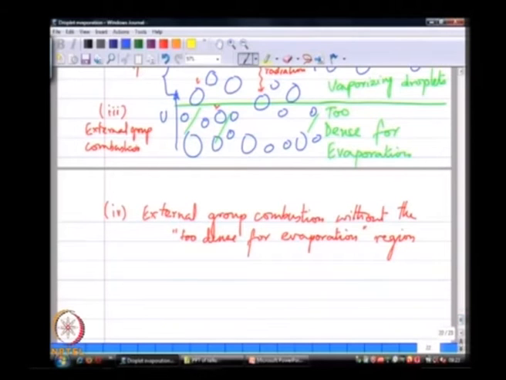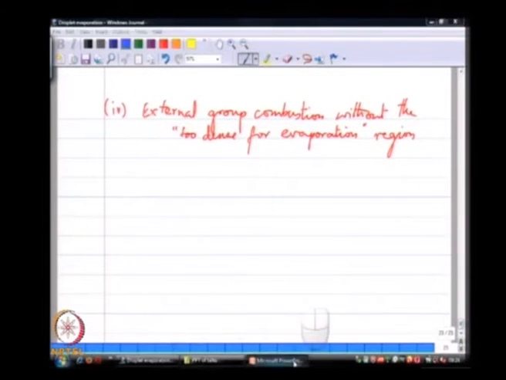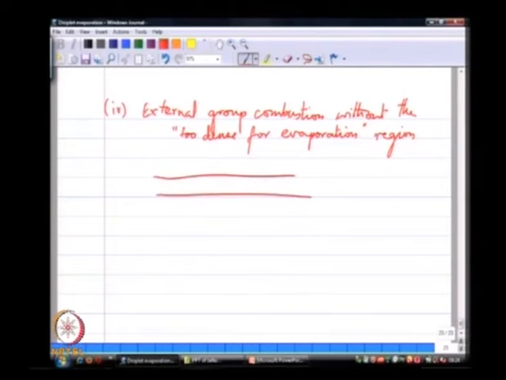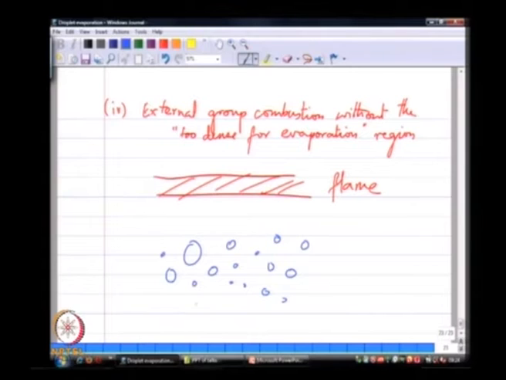The last possibility is external group combustion without the too dense for evaporation region. So, essentially it is very similar to the last example we saw, that I will have a flame zone with droplets that are being transported towards the flame, but all the droplets are vaporizing and the droplets themselves are completely evaporated prior to the flame zone.